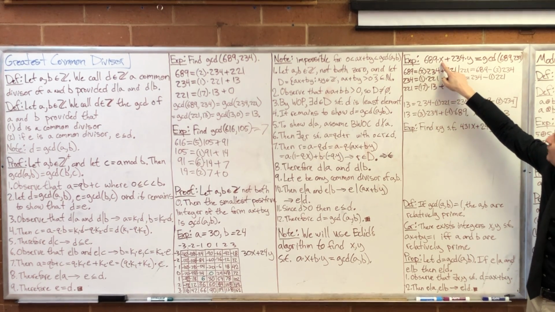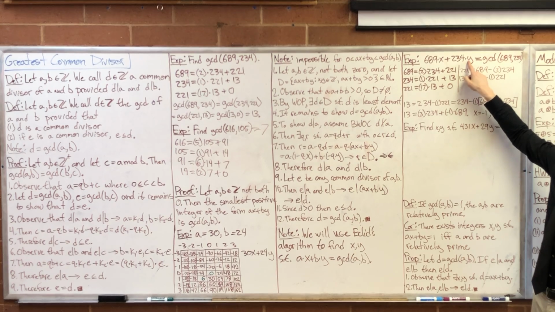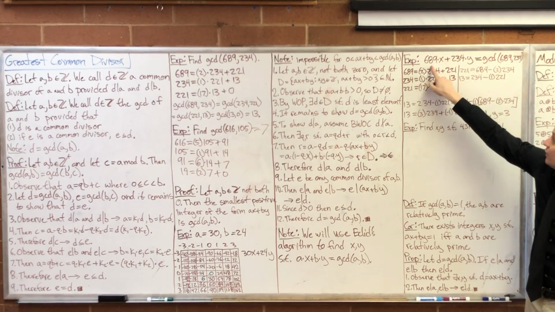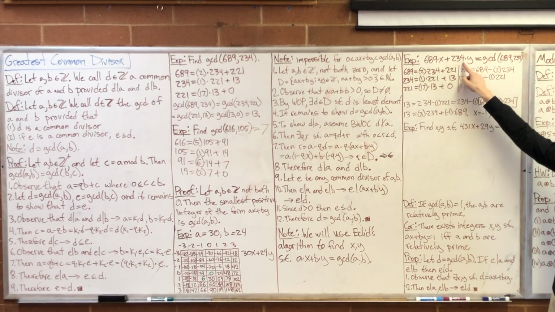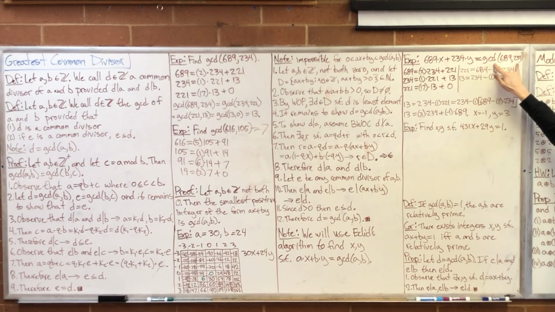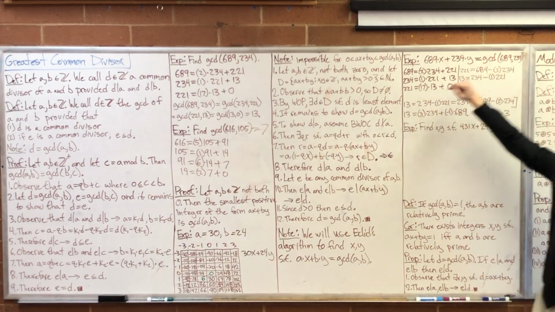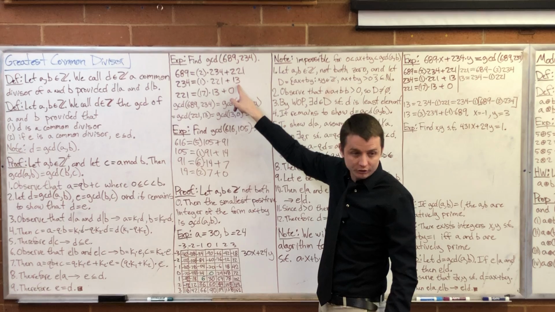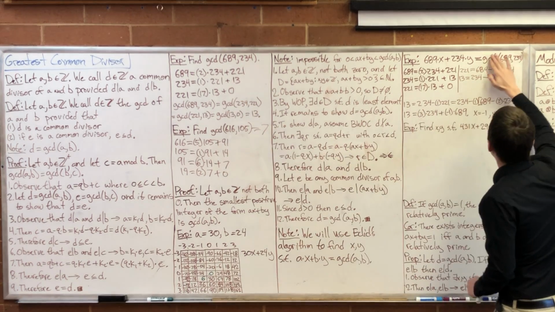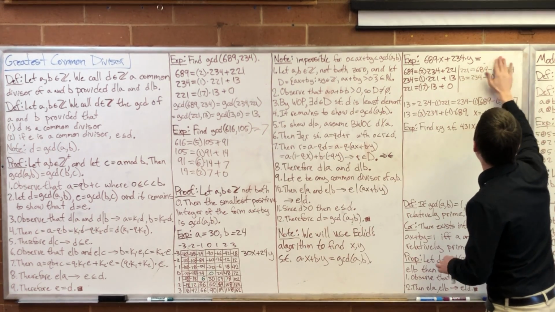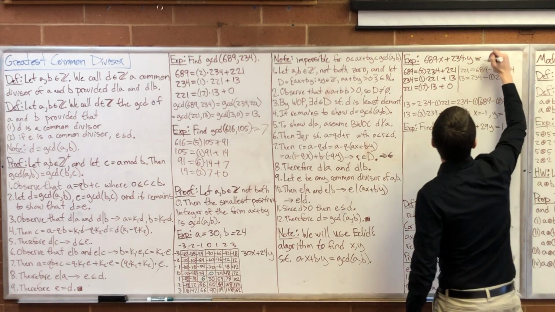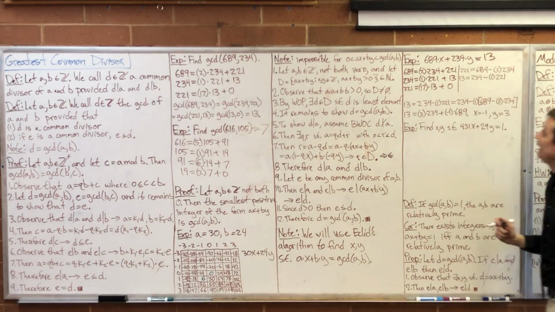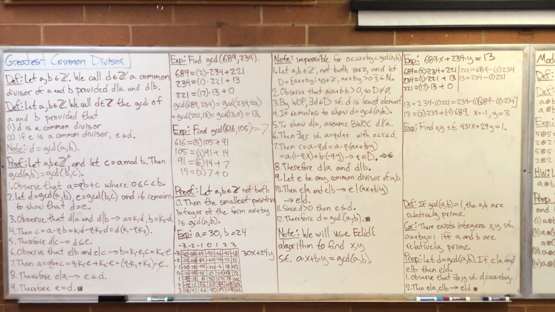So I want to find the x and the y such that 689 times x plus 234 times y gives me the GCD of these two numbers. Now we know that the GCD of these two numbers is 13 already. So I probably wouldn't have given it to you like that. I would have said something along the lines of find x and y such that this plus this is equal to 13. That's our job. You with me so far?